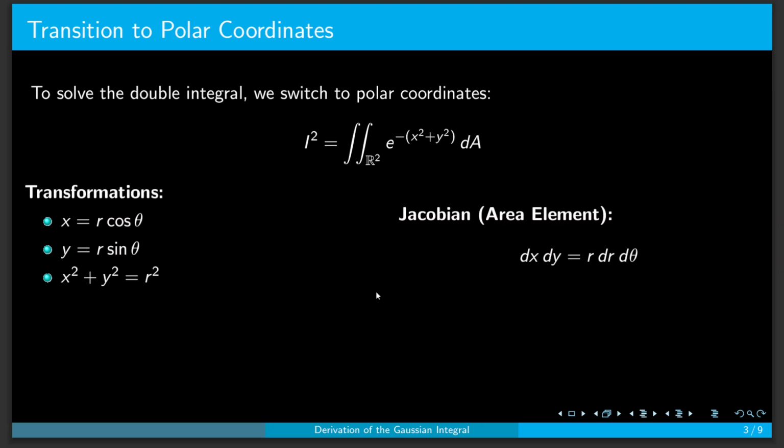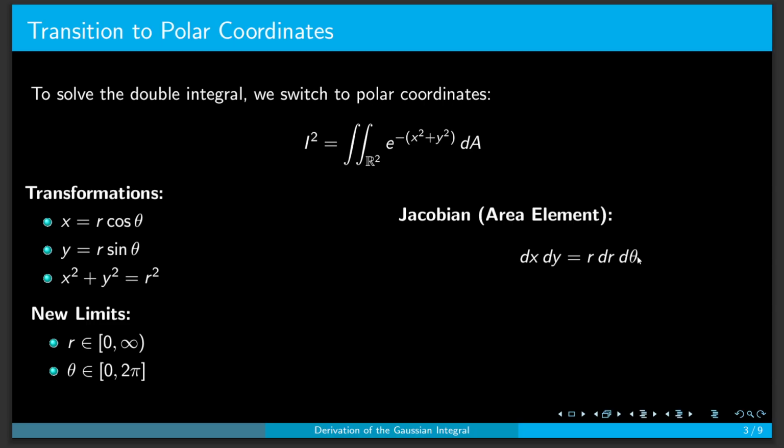Now it is quite easy to solve if we use polar coordinates. So what we do here, we replace x with r cos theta and y equals r sin theta, which means x squared plus y squared is just r squared. And this area element dx dy, which I have written here as dA, is r dr d theta. So after replacing these, we need limits for integration. The new limits for r are 0 to infinity, and for theta 0 to 2 pi.